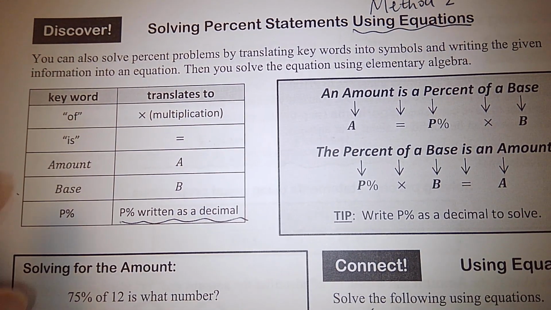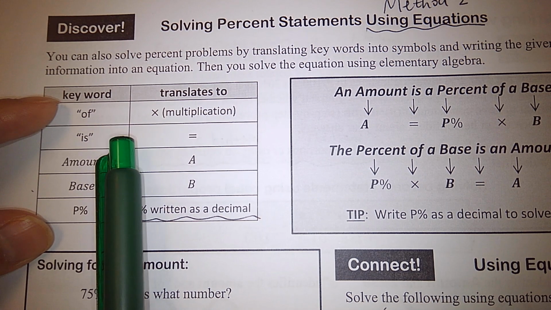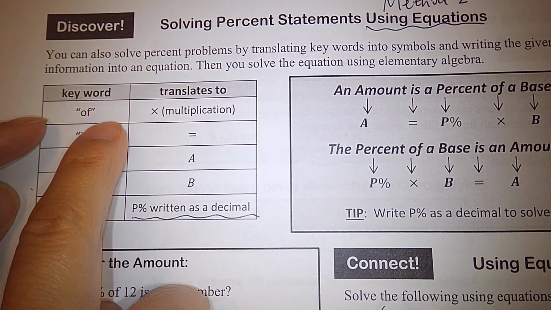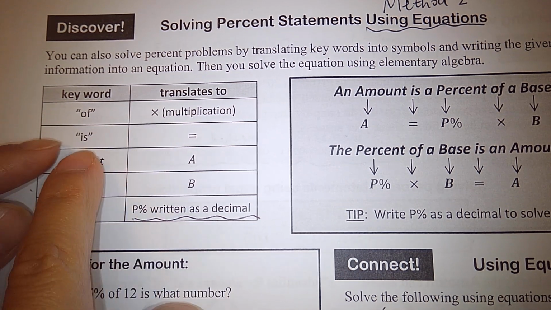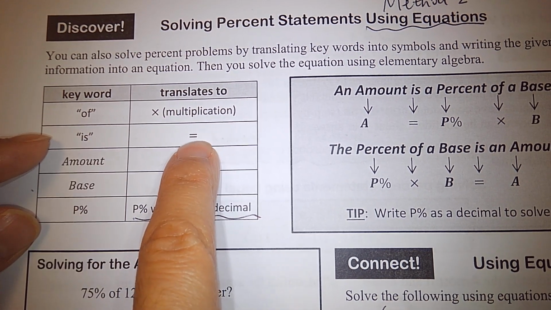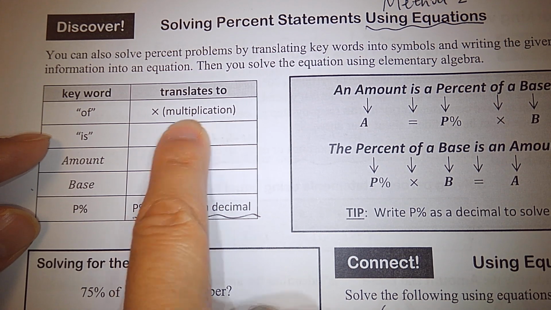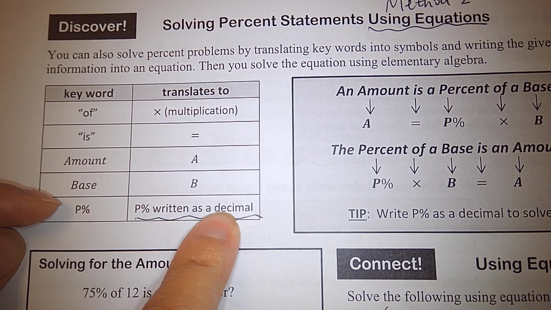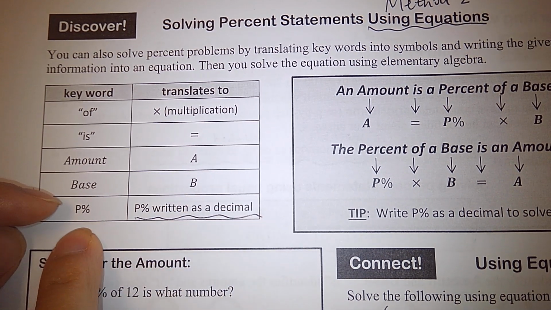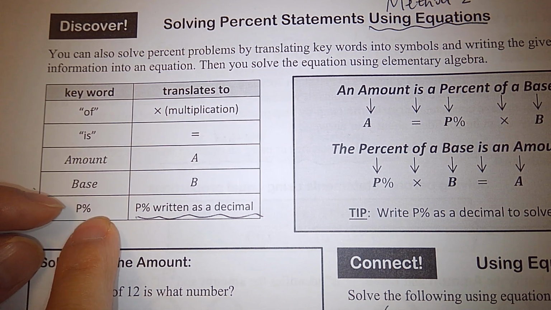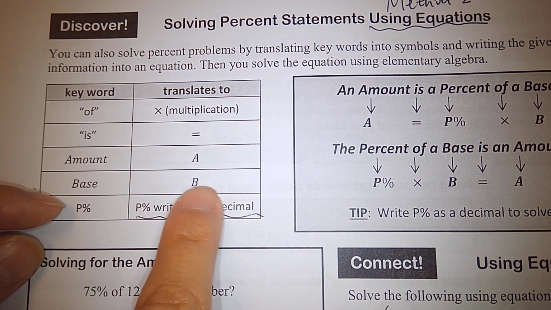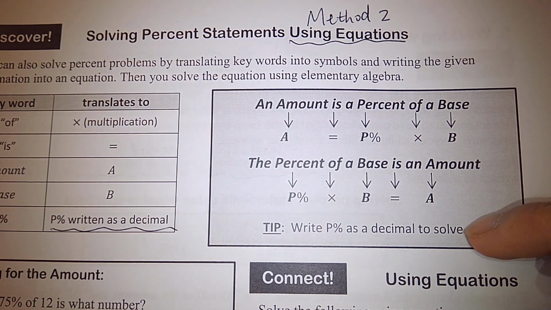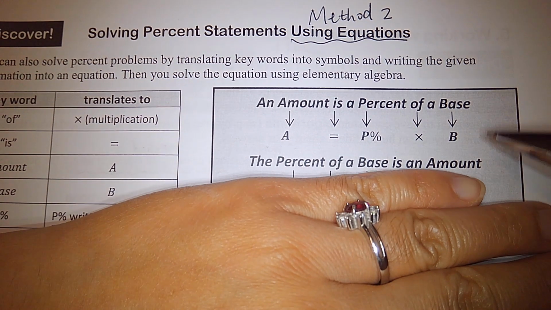Okay, so for this table, I believe everybody should be familiar with this. Of means times, is translated into the math symbol equals. Amount is A, base is B, P% you write as a decimal number. Say 20%, write it as 0.2; 5%, write it as 0.05. Then these are our equations. Just look at one of the equations.